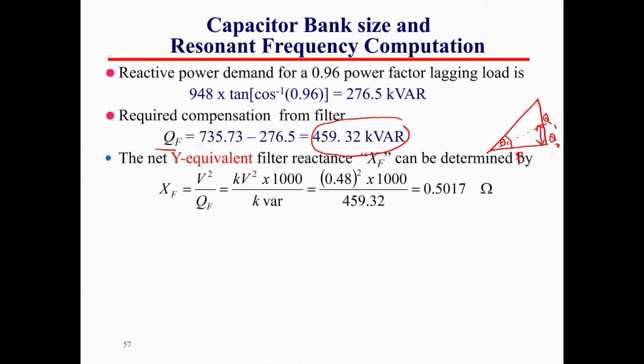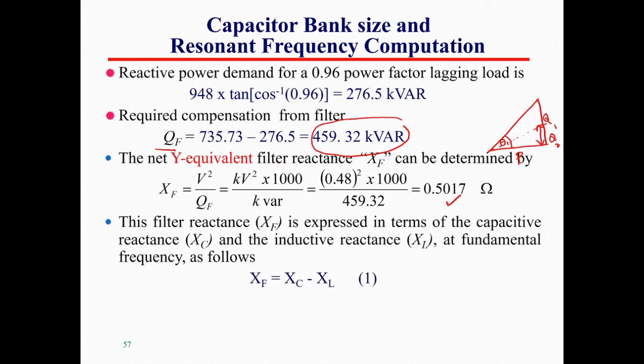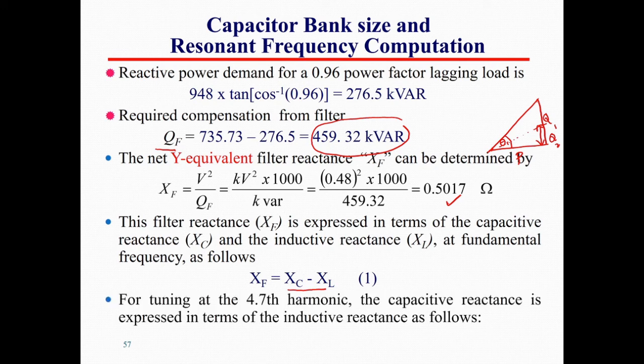So once we know Q, we can determine XF. We can find the reactance of the filter, V square over Q. That will give us the reactance of the filter, right? And this reactance, of course, we should not forget that it consists of not only the capacitor, but it contains both capacitor and inductor, because it is a filter. And now he told us, of course, in the problem that we need to get rid of the fifth harmonic. So over here we have to tune it below the fifth. Let's say that it is tuned at 4.7.